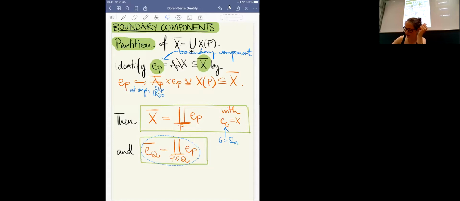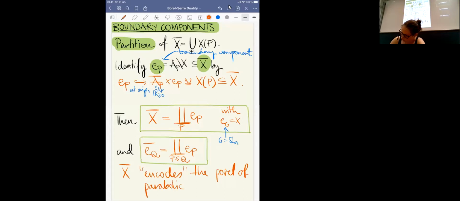So this exactly generalizes what happens here, since we can just identify X as the boundary component associated to e_G. So topologically, the things that are glued onto the boundary component associated to Q exactly correspond to the parabolic subgroups contained in Q. A way to interpret this is by saying that X encodes the poset of parabolic subgroups. We have a boundary component for every parabolic subgroup, and the closure relations are exactly given by inclusions of parabolic subgroups, and there's nothing else going on.